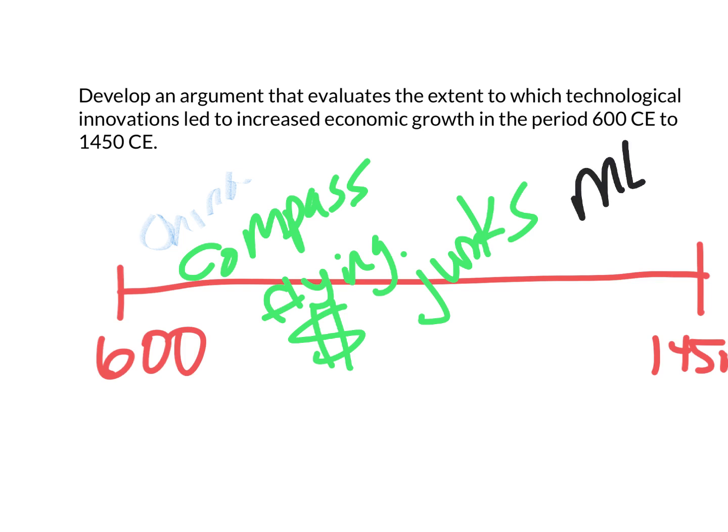If we look at the Middle East as well, we'll see some major technological innovations that are going to lead to economic growth. So there are geographic and mathematical innovations that are going to occur within the Middle East and the Abbasid Caliphate.